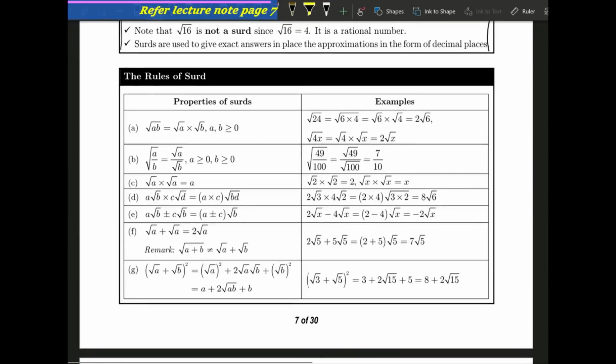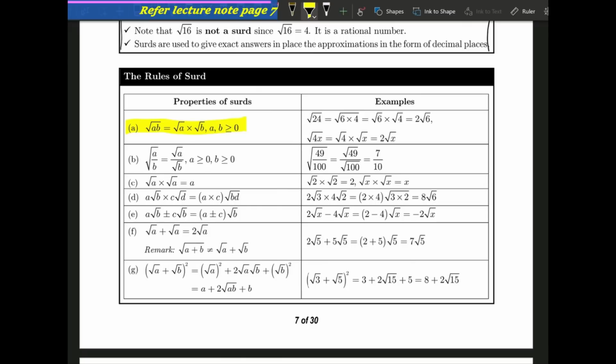Then we go to the rules of surds, or properties of surds. For properties, we have either multiplication, this one is multiplication, and this one is division. We go through them one by one. Multiplication: simply multiply two numbers, let's say A and B here. If we can separate it, it will become surd A multiplied by surd B.